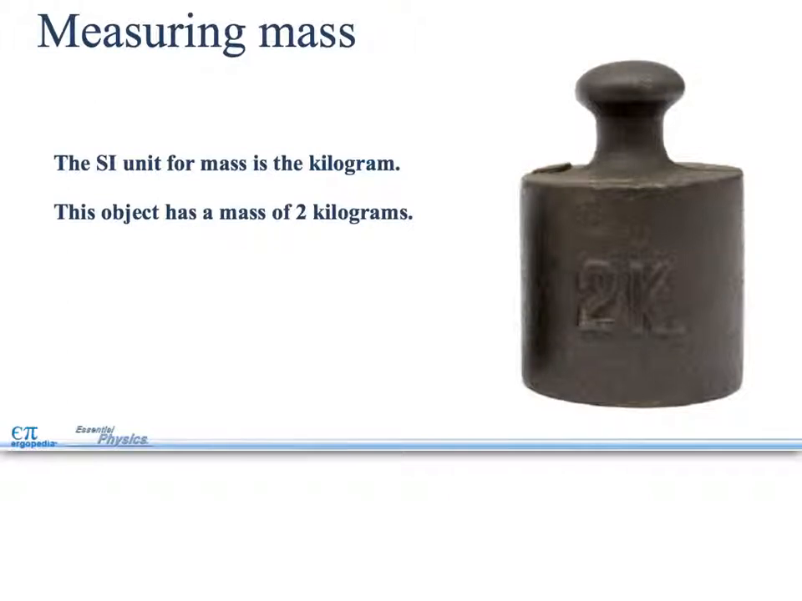Measuring mass. The SI unit for mass is the kilogram. This object has a mass of 2 kilograms. You might think that we want to use grams because it would be the base unit for mass. It would be a gram, but we always use kilogram as our base. So anytime that we're doing any calculations, we need to make sure we're in kilograms.